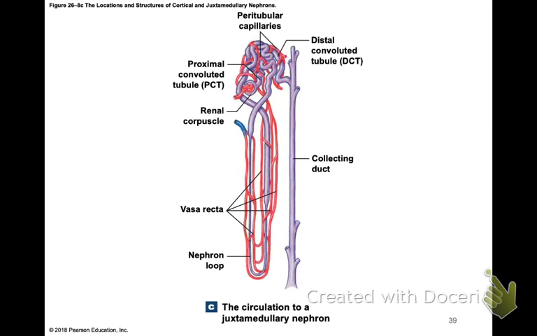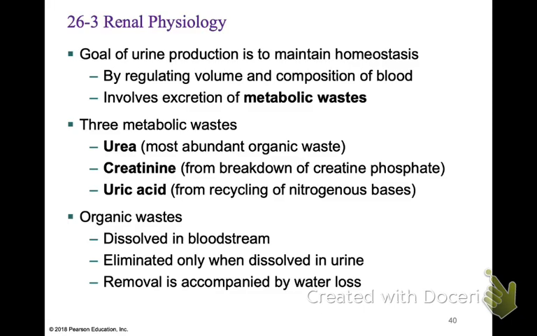So they parallel the flow through the nephron loop. Fluid goes down and comes back up in the nephron loop. Blood goes down and comes back up in the vasa recta. And that whole structure then parallels the collecting duct, and we're going to see why that matters. All right, so that's a quick overview of the structures of the nephron and associated structures. As we get into renal physiology, things can get a little complicated.